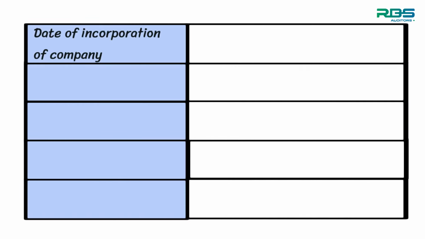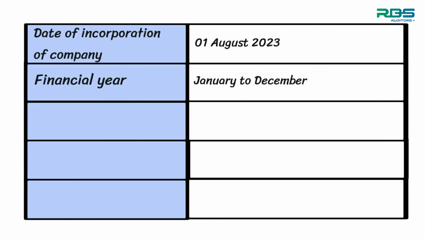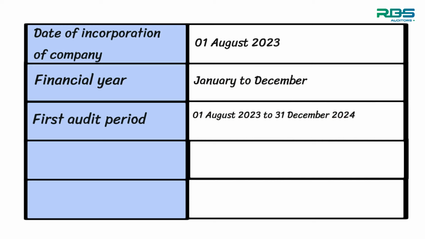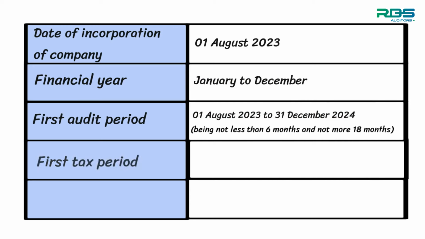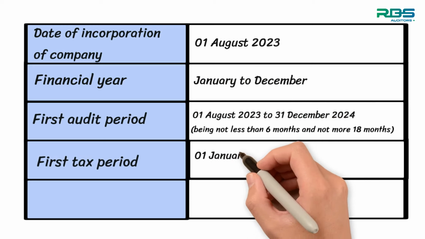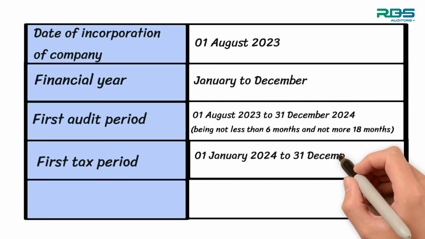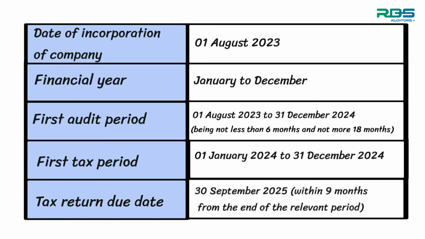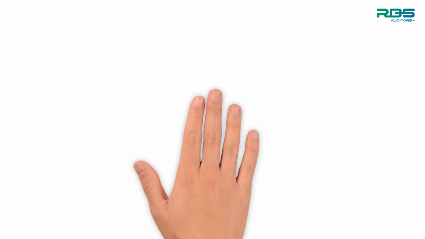A company incorporated in August 2023 following the financial year January to December will have its first audit period as the 1st of August 2023 to the 31st of December 2024. The first tax period for CT will be the 1st of January 2024 to 31 December 2024, and the due date for tax return is the 30th of September 2025.